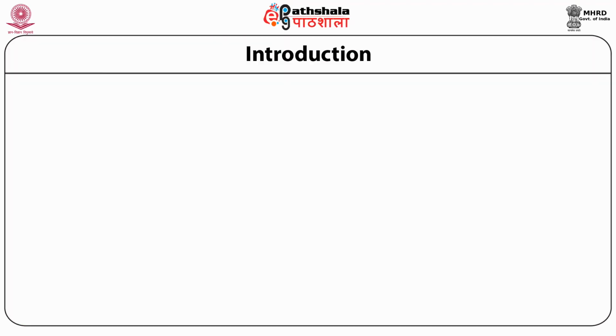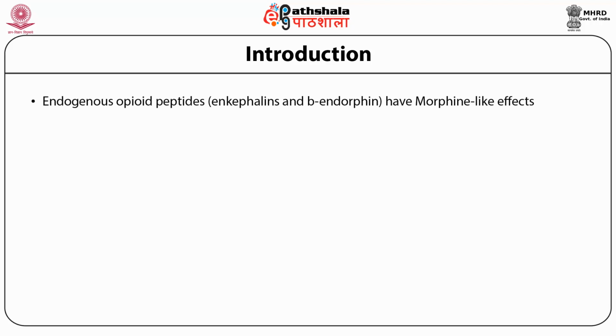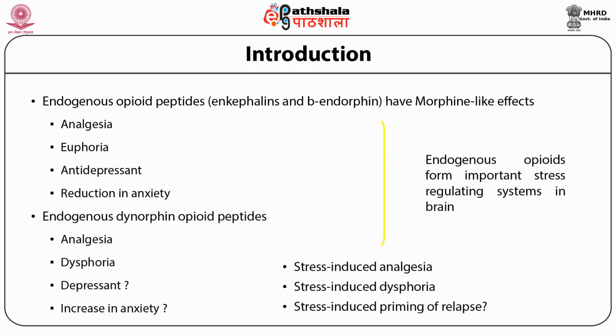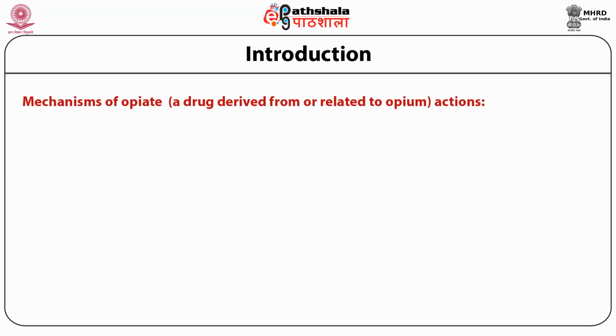First of all, let us talk about the endogenous opioid peptides. As I said, among the endogenous opioid peptides are enkephalins and beta endorphins. Their properties include analgesia, euphoria, antidepressant effects and reduction in anxiety. These endogenous opioid peptides form an important stress-regulating system in the brain. Now, what is the mechanism of opioids?